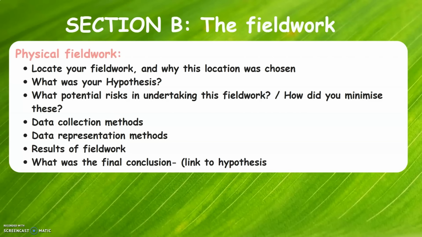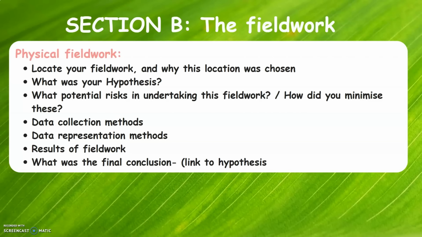Then the next point is, what potential risks were there in undertaking this fieldwork, and how did you minimise these? They tend to be not very serious risks. So things like, again, with the coast, it could be storm waves, or if you were looking at cliffs, the cliffs could collapse, or if you were looking at rivers, you could fall into the river. Those are all examples of risks.